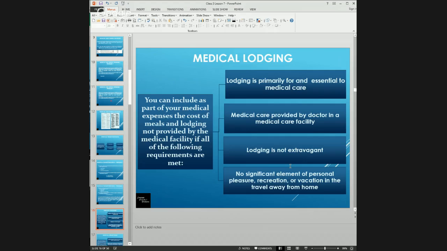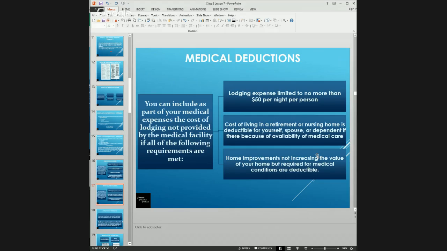Medical lodging. You are allowed to use medical lodging as an additional medical expense. The lodging must be primarily for and essential to medical care. The medical care must be provided by a doctor in a medical care facility, and the lodging cannot be extravagant. There can be no significant element of personal pleasure, recreation, or vacation in the travel away from home. So you can't go see a doctor who specializes in arthritis while you are down at Disney for a family vacation and then write off your medical lodging. The lodging expense is limited to no more than $50 per night per person.